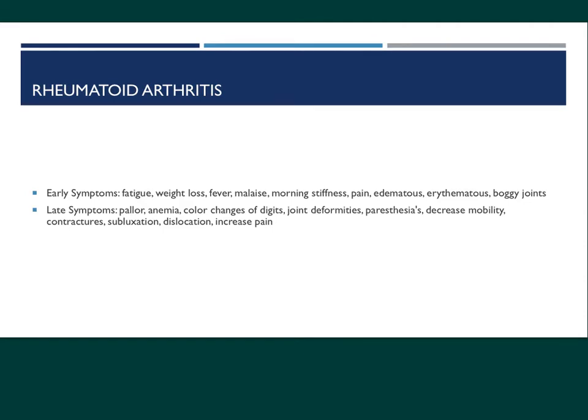As the disease progresses, because it's systemic, then the patient can become anemic, and from the anemia be pale, have color changes in the joints, have joint deformities, and obviously decreased mobility, and you can see how they're going to have contractures, dislocations, and increased joint pain.